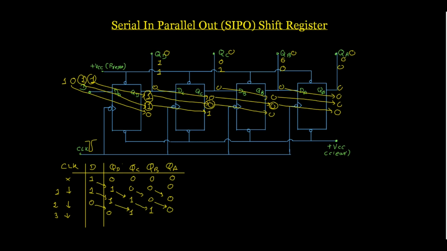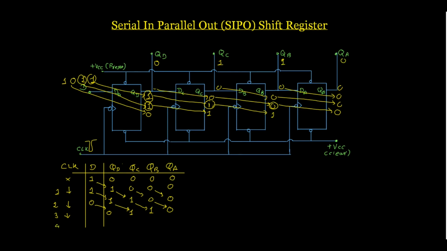So here we see the output of this flip-flop after the third clock pulse: QD is 0, QC is 1, QB is 0. Here we have made a mistake that I am correcting. Actually this is not a 0, but it is a 1. So this one is going to be transferred, so this is 1 and this is going to be 0.